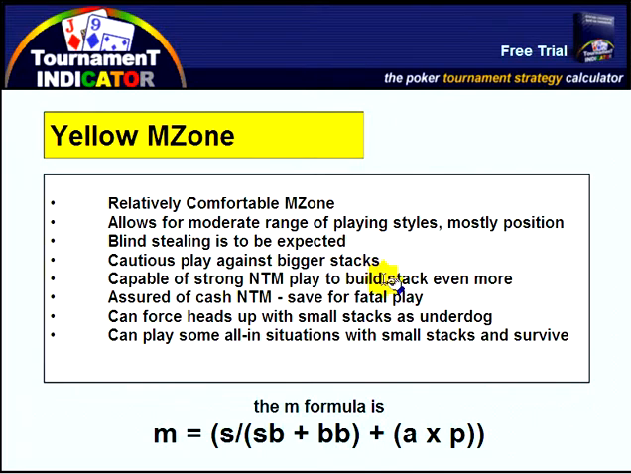A yellow MZone player is also capable of strong near-the-money play to build their stack even more. They're pretty much assured of cash near the money as well, save for a fatal play. They can force heads up with small stacks as an underdog. And they can play some all-in situations with small stacks and survive.